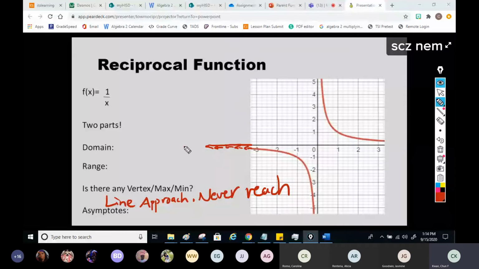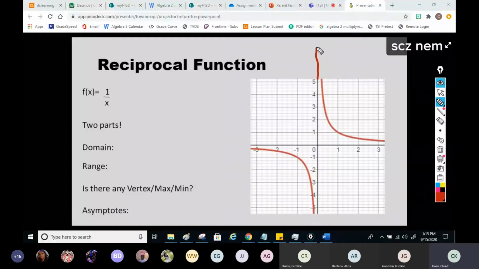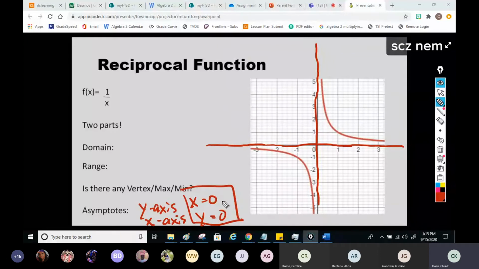Okay, you get to the x-axis very close, but it will never touch the x-axis. So that is the asymptote. You have one asymptote right here as the y-axis, and then you have one asymptote on the x-axis. So those are the two asymptotes. For the y-axis, the equation is x equals 0, and for the x-axis, the equation is y equals 0. So both of these are your asymptotes.